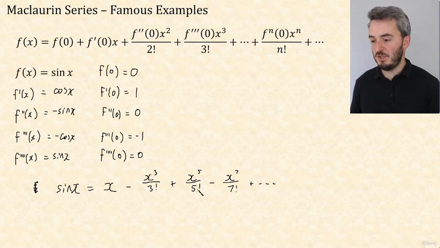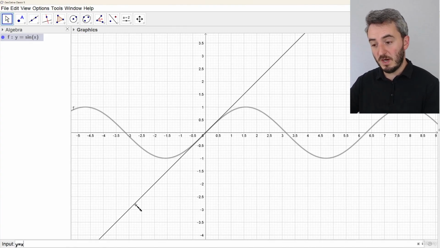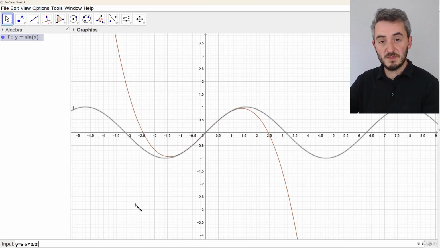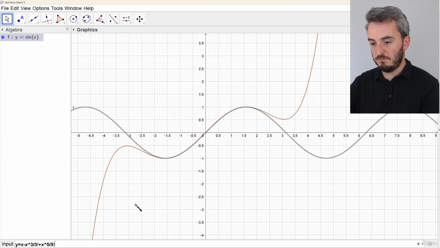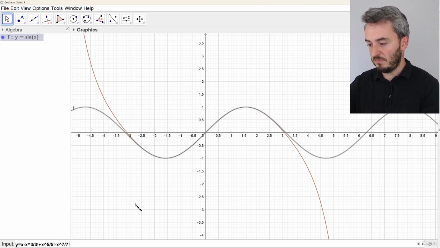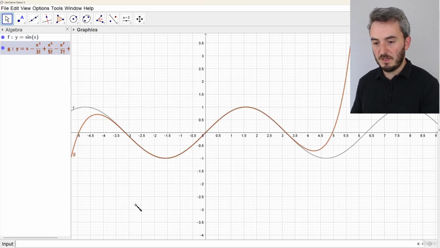So let's have a look at that in GeoGebra. So here's y equals sine x, and if we start spelling this out, our first term was x, giving us the right y-intercept and gradient. Then minus x cubed over 3 factorial, and it sticks to our sine curve a bit longer. Plus x to the 5 over 5 factorial, minus x to the 7 over 7 factorial, plus x to the 9 over 9 factorial. Let's stop there. So it's pretty nice to see this function just snaking its way along the sine curve for so many values.